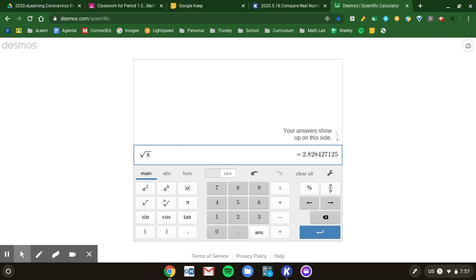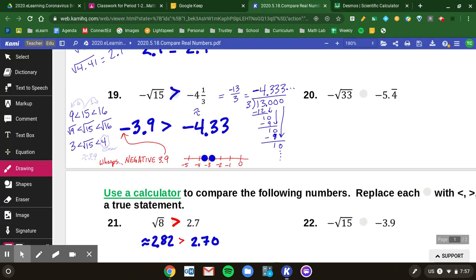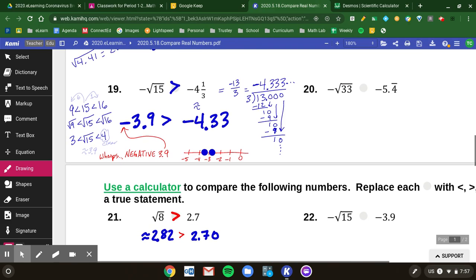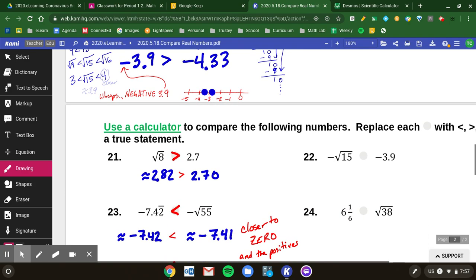But I know it's about 2 82 hundredths, or 83 hundredths, 82 hundredths, doesn't matter, so I can use either. And if I were to rewrite this as the square root of 8 is about 2 82 hundredths, I can see that is larger than 2 7/10, or 2 70 hundredths. So we can write the greater than symbol. Again, to use a calculator for number 3, negative 7.42. Yes, I know those 2's go on and on, but let's just stop at the hundredths place, estimate it, negative 7 42 hundredths.